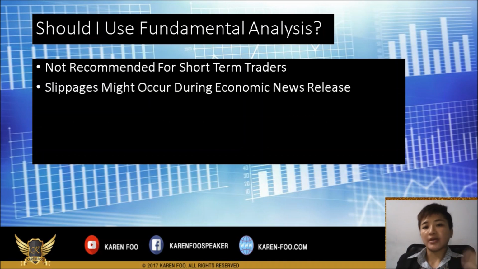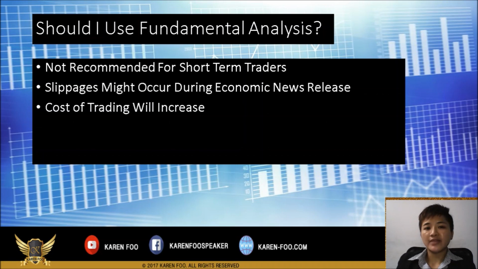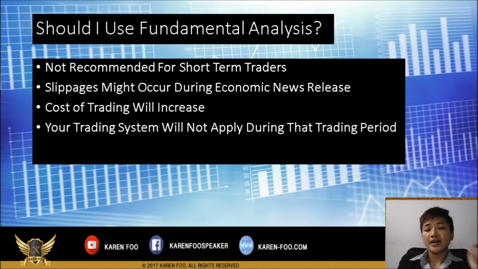A lot of slippages might occur. Now what are slippages? To recap a little bit, let's say when you decide to enter at this particular price, your broker would fill you in at a less desirable price because the market is so volatile and the price moves really fast. So by the time your order is executed, the price has already moved to a different level within just a few seconds. And during high impact events, you realize that your spread will increase. Okay, or in other words, your cost of opening a trade will increase. And of course, your trading system will not apply during that particular trading period.